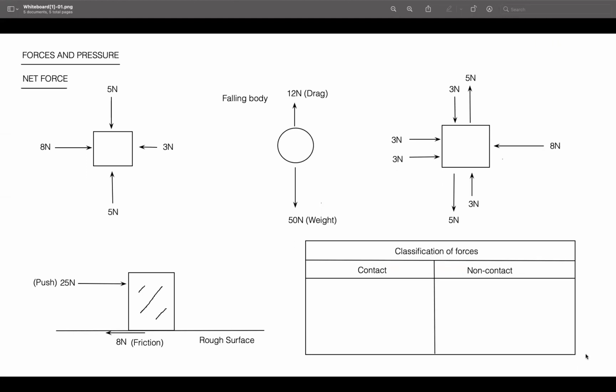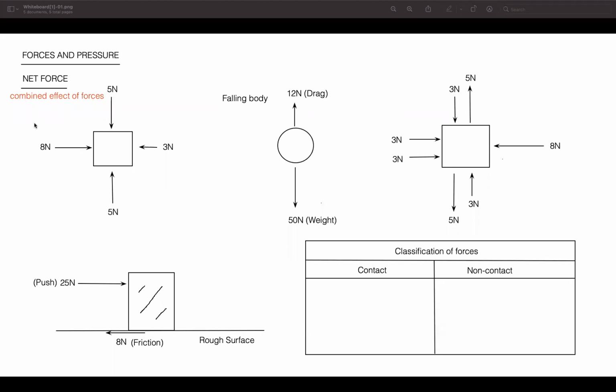Okay, now let's recap from the beginning, forces and pressure. First we look at the concept of a net force. What is a net force? Net force is a combined effect. Write this down: combined effect of forces. Meaning that when you have more than one force acting on a single body, then you can replace all the forces with one single force. You combine everything into one single force. That is called the net force.